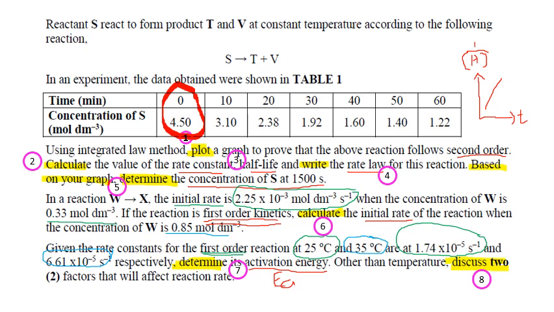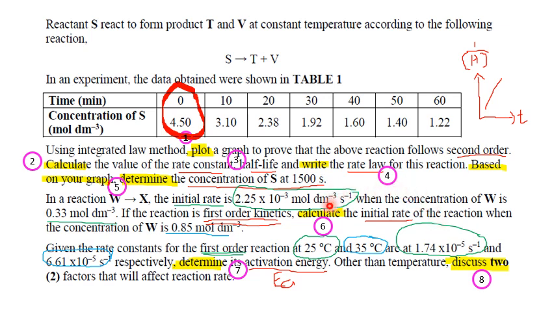Based on your graph. Okay, this is very important. Based on your graph. So you cannot use the calculation method. You need to base on your graph to determine the concentration of S at 1500 seconds. The previous question also needed to determine the concentration, but we used the calculation method. But this question insists on being based on your graph.